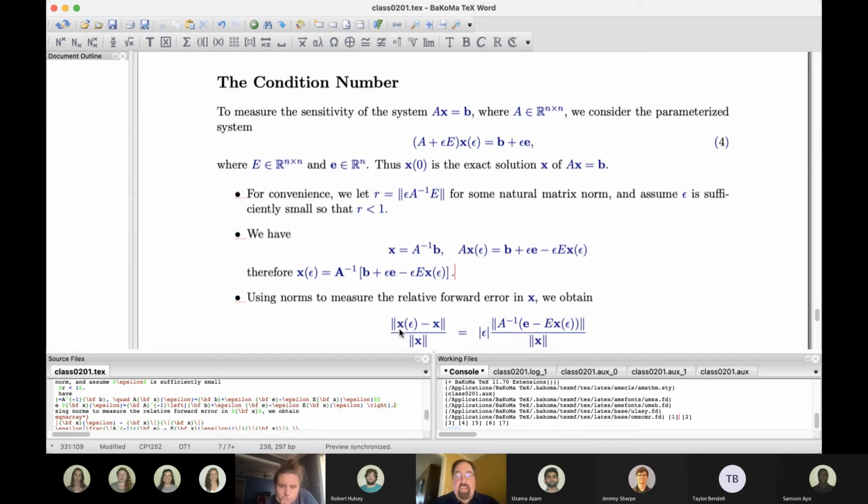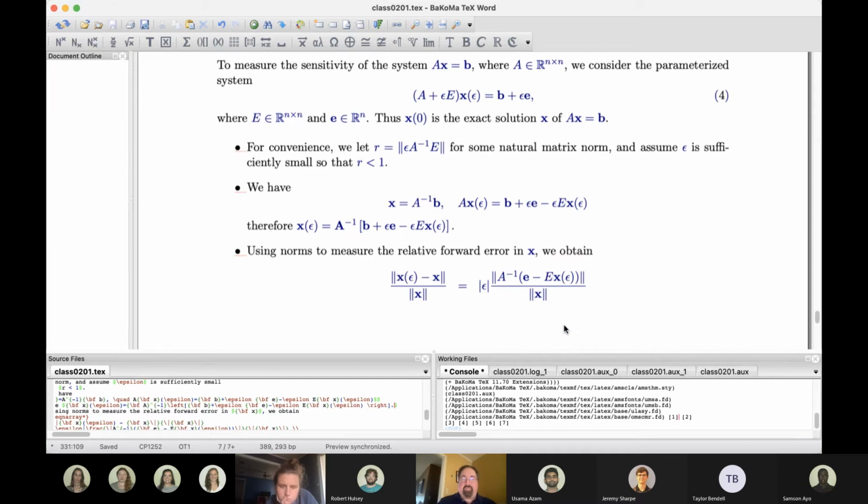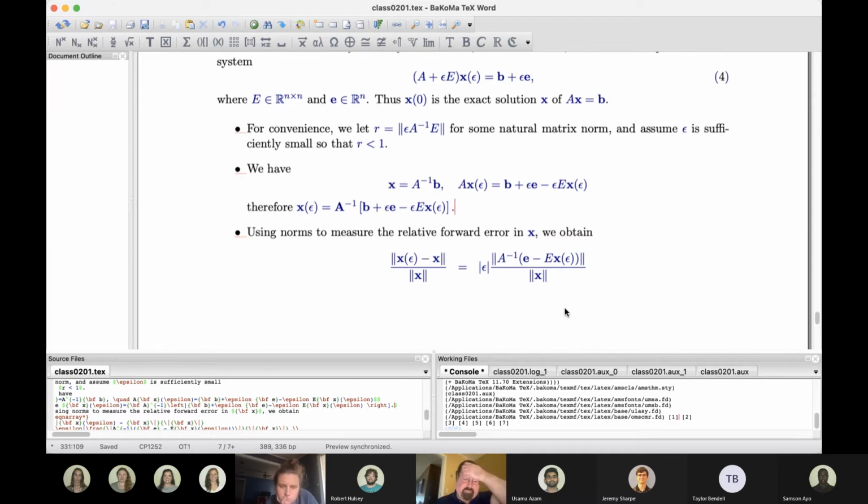So then x of epsilon minus x, I'll have an A inverse term in both, which will cancel. What's left will be A inverse times all this, which is what I have down here. So that's where that came from.